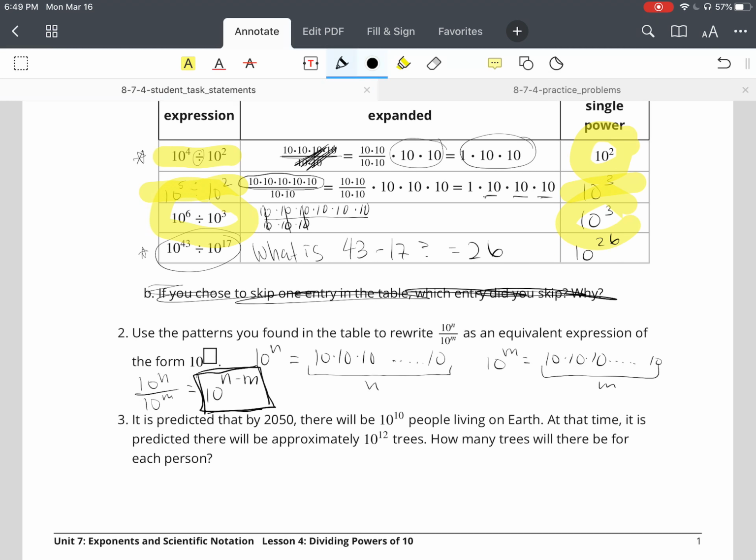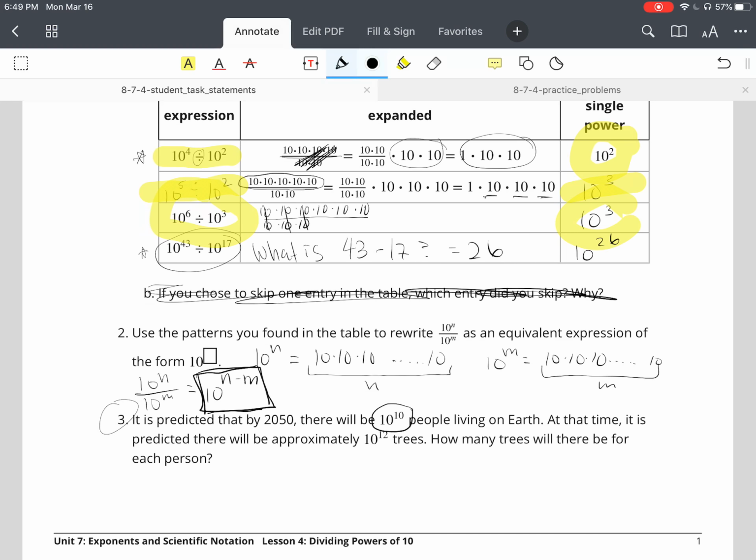Let's take a look here. It is predicted that by 2050, there will be 10 to the 10 people living on Earth. At that time, it is predicted that there will be approximately 10 to the 12 trees. How many more trees will there be for each person?